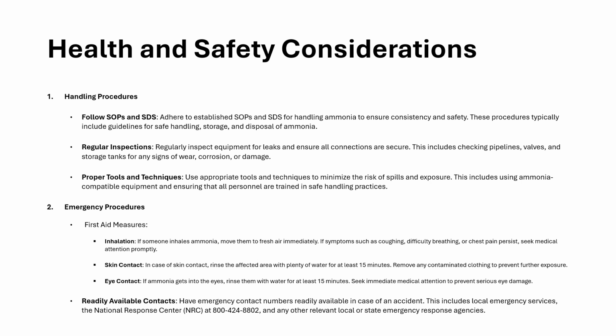Regular inspections. Regularly inspect equipment for leaks and ensure all connections are secure. This includes checking pipelines, valves, and storage tanks for any signs of wear, corrosion, or damage. Proper tools and techniques. Use appropriate tools and techniques to minimize the risk of spills and exposure. This includes using ammonia-compatible equipment and ensuring that all personnel are trained in safe handling practices.